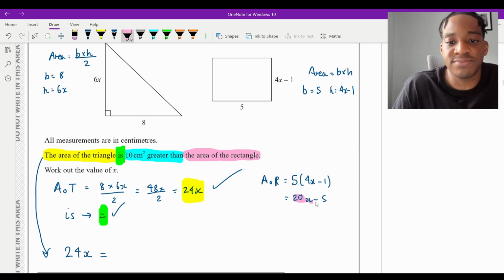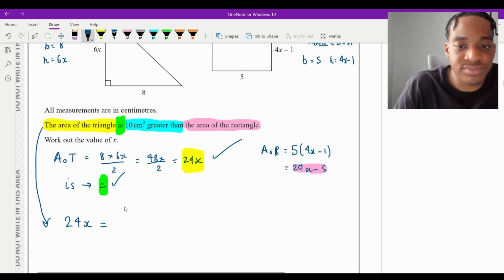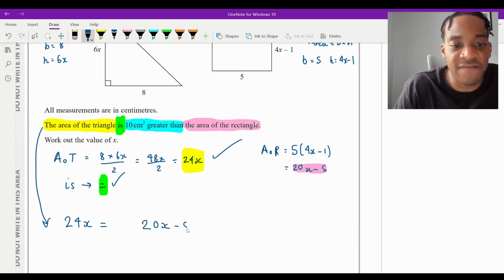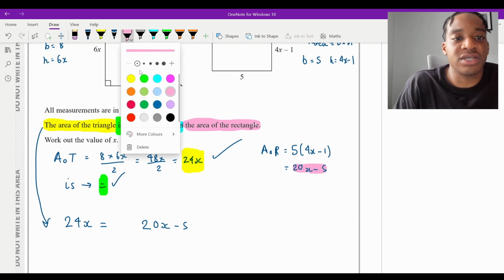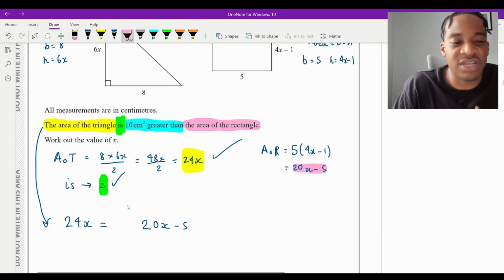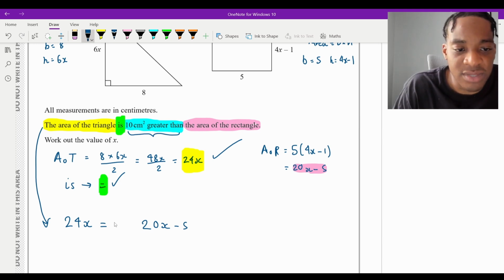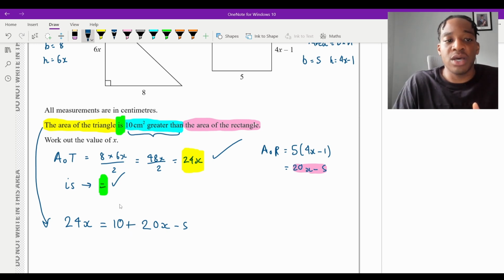So I'm going to do this here, and I will put this right here. So I'm going to have 20x minus 5. Actually, no, I'll leave it like that. So that's fine. And then the last part, remember, we haven't done it. The part in blue is 10 centimeters squared greater than. Well, if you're 10 more than the area of the rectangle, then all that means is that you're just adding 10. So essentially, what we have now is an equation from this sentence in English, right?